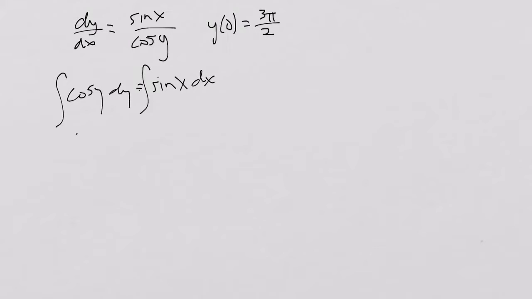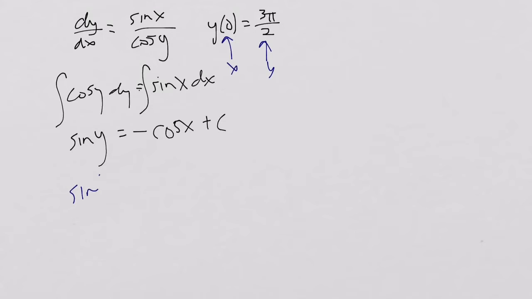Cosine integrates to a positive sine of y. Sine integrates to a minus cosine of x plus c. Now, I think that it's best to solve for my c value here, because I can do the cosine of this x value right here, of 0, very easily, and I can do the sine of 3 pi over 2 very easily. So I'm going to go ahead and do that right now. So this is a y.